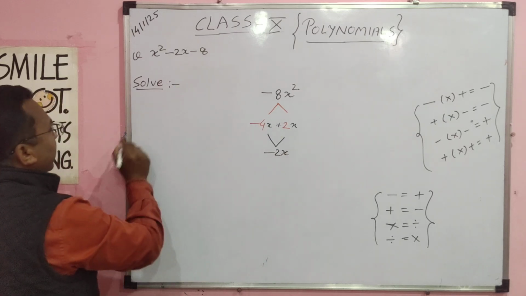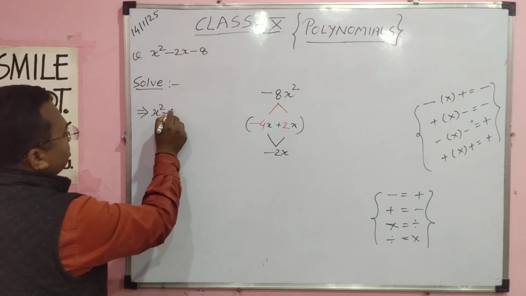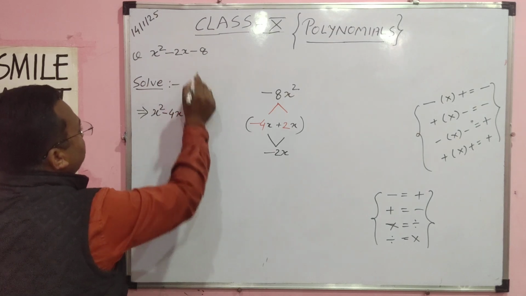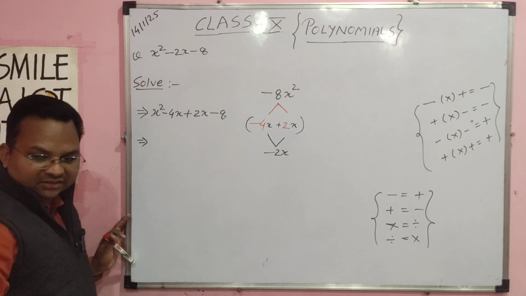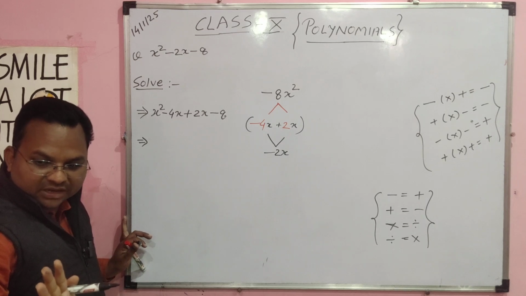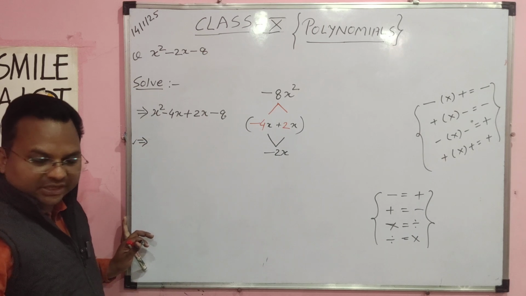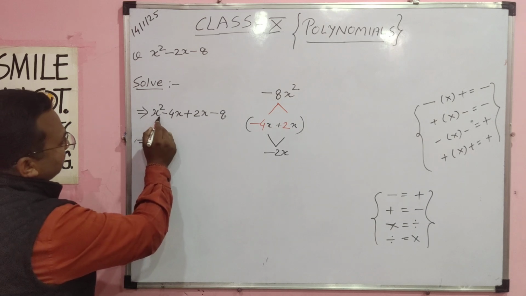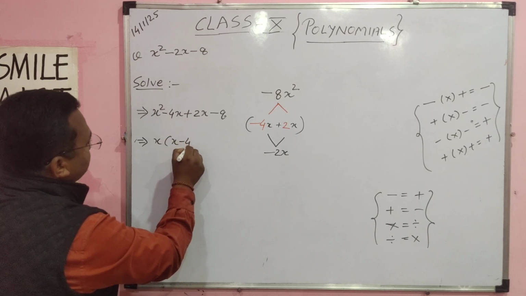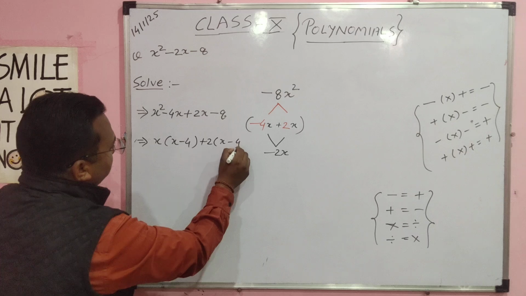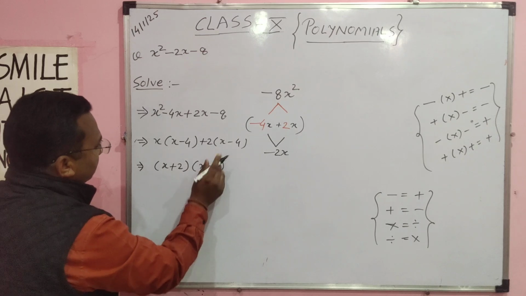So we have the equation x square, and put the values of minus 4x plus 2x, so x square minus 4x plus 2x minus 8. Next step: every time you use the implies symbol, the reason is that if the question is out of 100 marks, this symbol is important to represent step by step. So x is common, then x minus 4 plus 2 is common, so x plus 2 and x minus 4 is common. Understand.